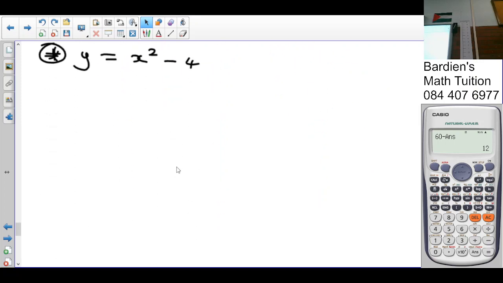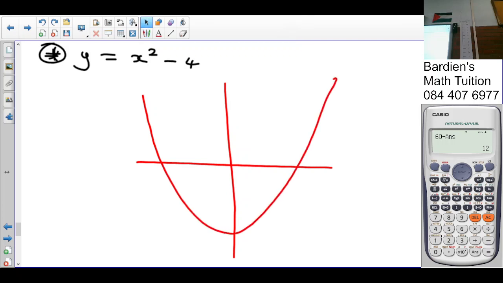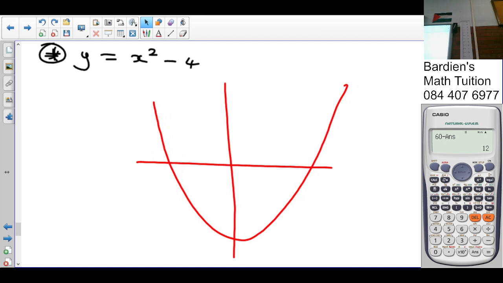And the last one, we'll talk about this now today. Negative 2 was 0, not so? Negative 1 was negative 3, 1 was 3, not so?